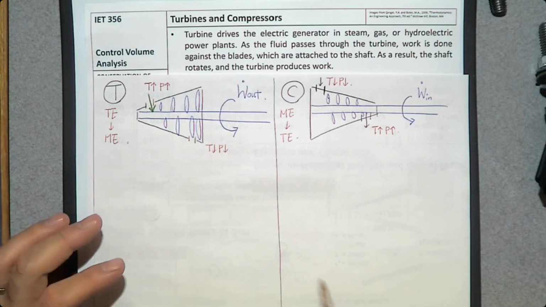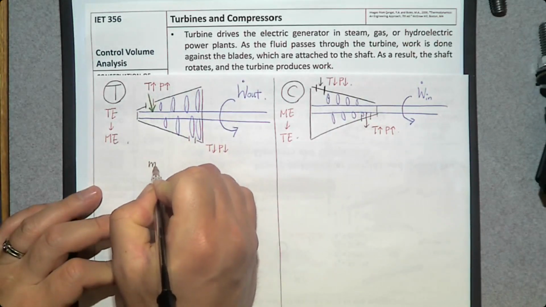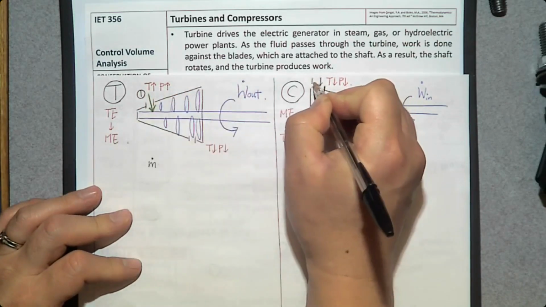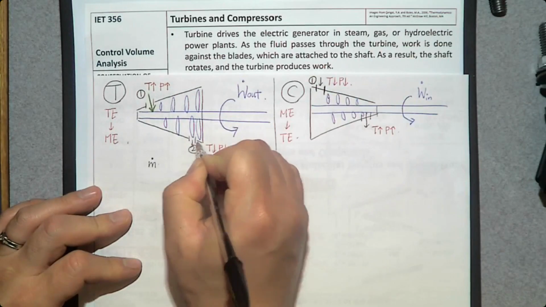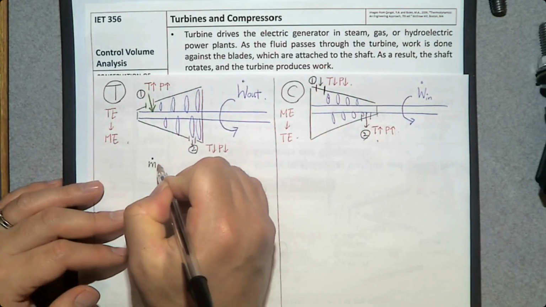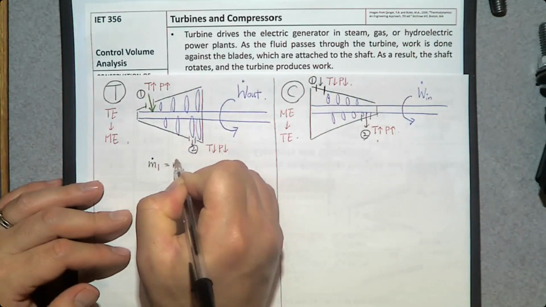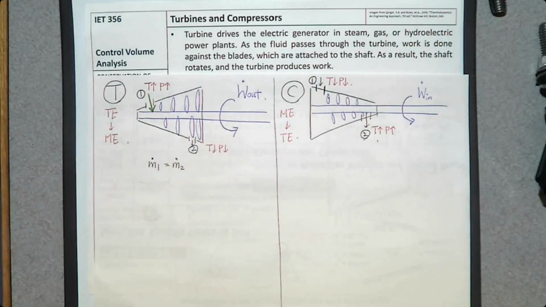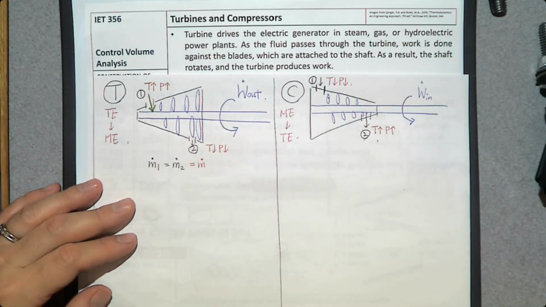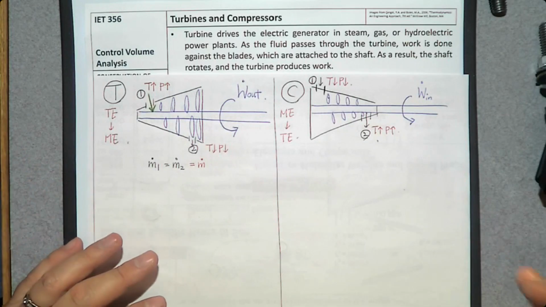What is mass balance? Mass transfer goes in. By the way, let's say inlet is number one, exit is number two. According to the mass balance, m dot at the inlet should be the same as m dot at the exit. Do we have to say m dot 1, m dot 2? They are the same. So we can just say m dot. There's no difference between m dot at the inlet and m dot at the exit.